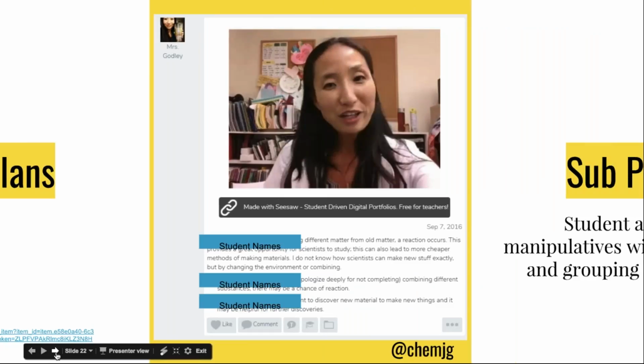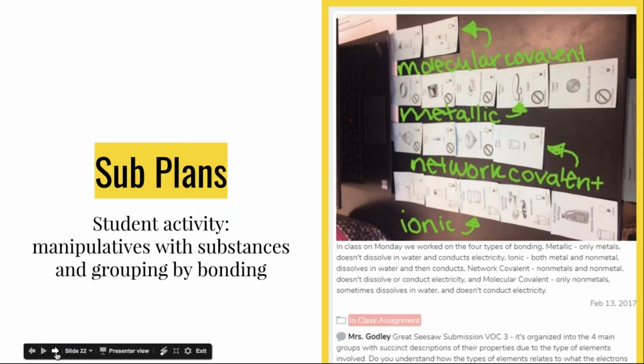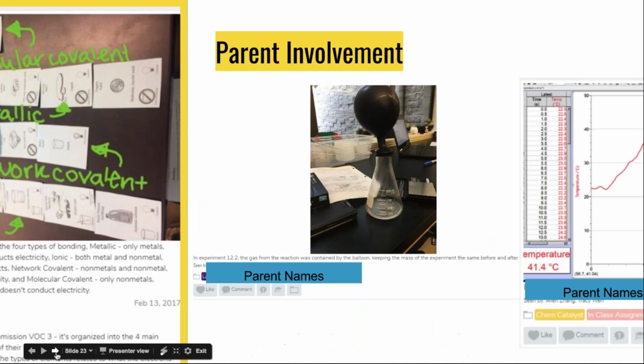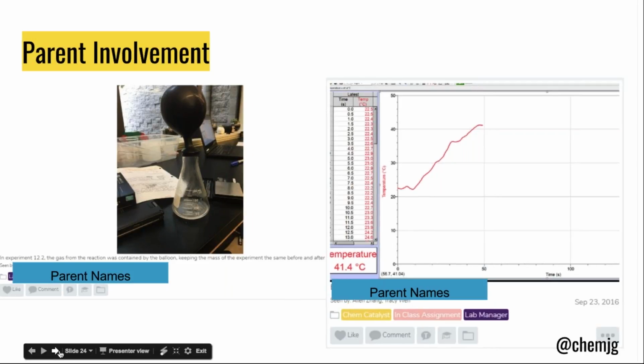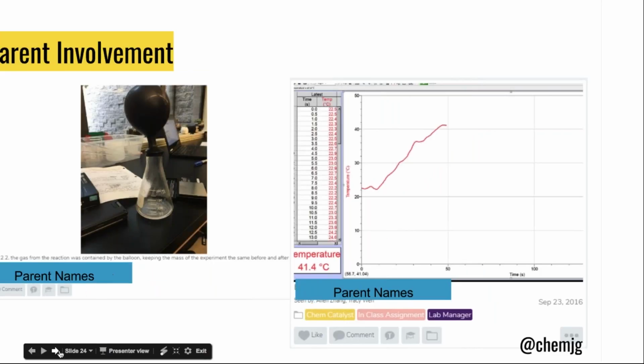So more sub plans, and I know I only have a few seconds left, but parents get involved as well. So I've had parents, you can see that you can make comments. Mostly you just look at it and you can see that they've looked at it. It makes a note and they can see what kids are doing in class. So the science conversation can happen at home.